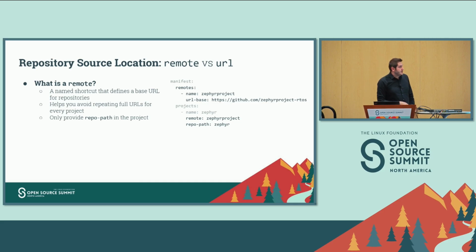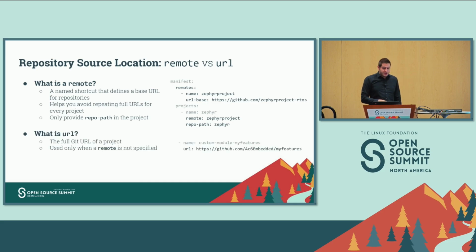So this is the first method: you can just use the URL, which is the full URL, the full link. You can just directly use it. It is simpler to use, so why not? You just give the full Git URL in the project. This is used when the remote is not specified. You cannot mix remote with URL, so you just select one of these.